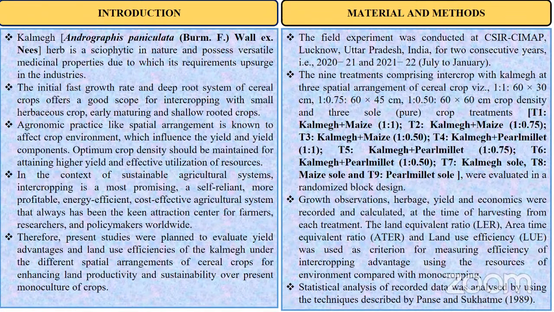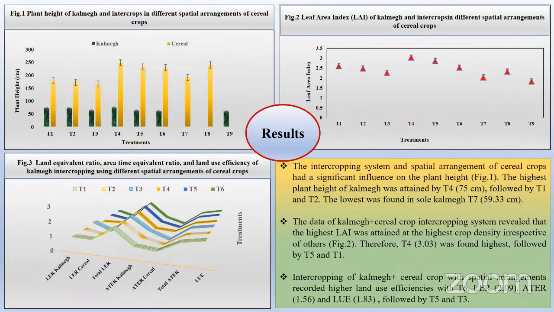Growth observations, herbage yield, and economics were recorded and calculated at the time of harvesting from each treatment. The land equivalent ratio, area time equivalent ratio, and land use efficiency were the criteria for measuring the efficiency of intercropping advantages in using the resources of the environment compared with the monocropping system. Statistical analysis of recorded data was done using the technique described by Panse and Sukhatme. Now the results of the experiment.